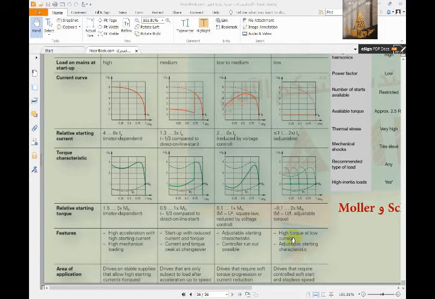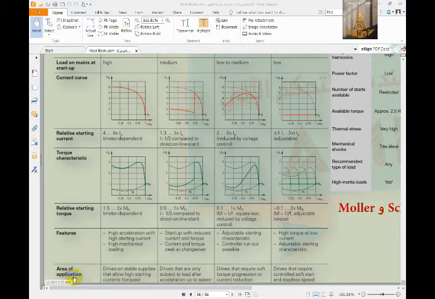A feature for the inverter, or frequency inverter: high torque at low current. It's high torque at low current. Adjustable starting characteristic. Okay, so the frequency inverter here is a joker according to torque, but within costs it changes.